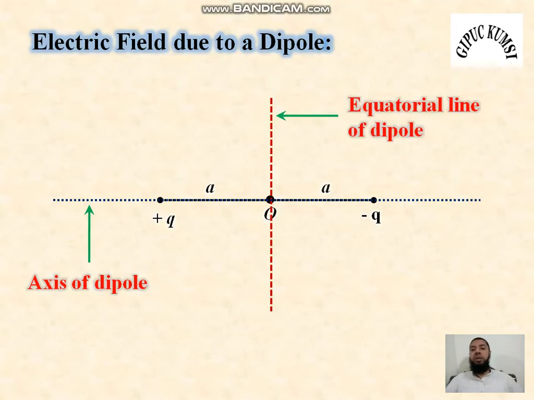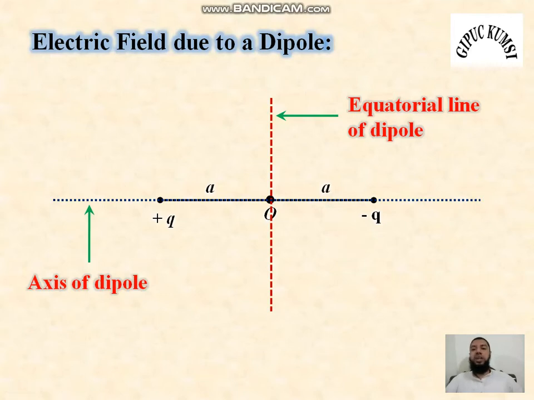Then the formula for the electric field is different. Now we are going to derive an expression for electric field at a point on the axis of a dipole. This is one derivation, very important, a 5 marks derivation. And the second one is electric field due to a dipole at a point on the equatorial line. This is also a 5 marks derivation, one of the very important derivations. Let's try to do those derivations one after another.